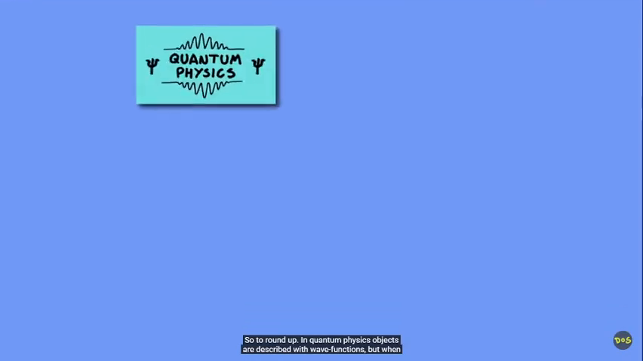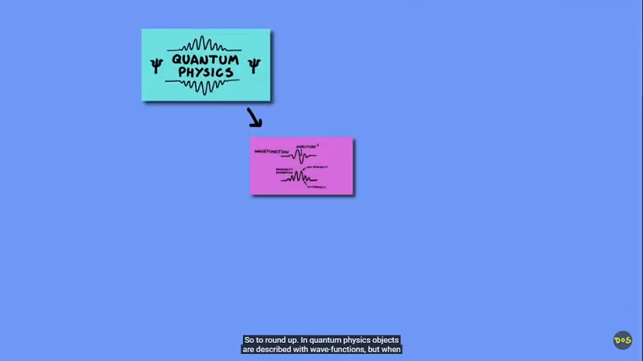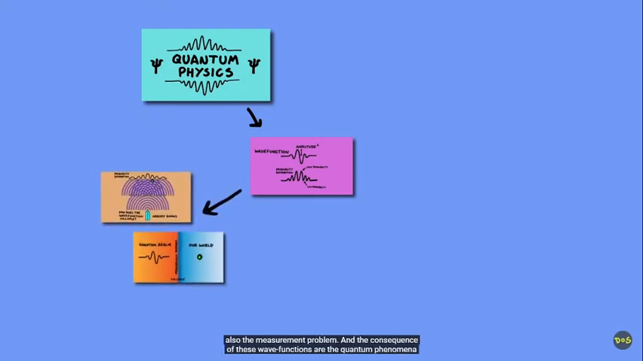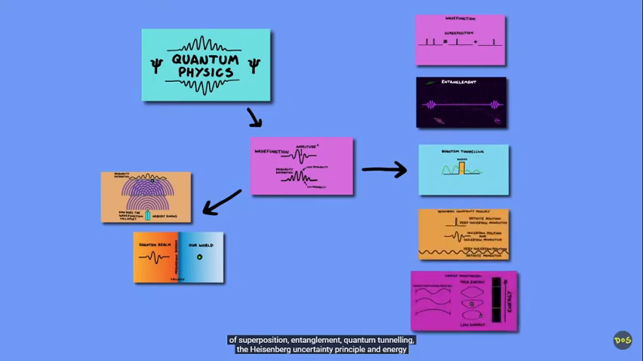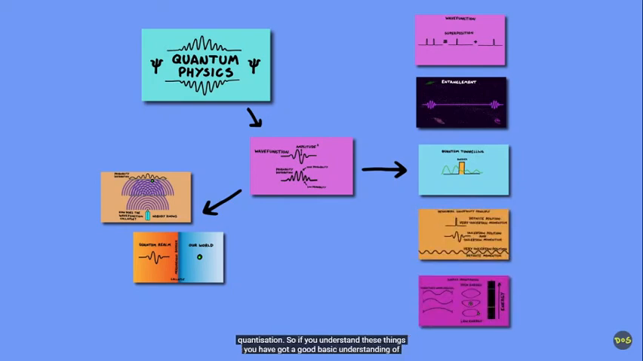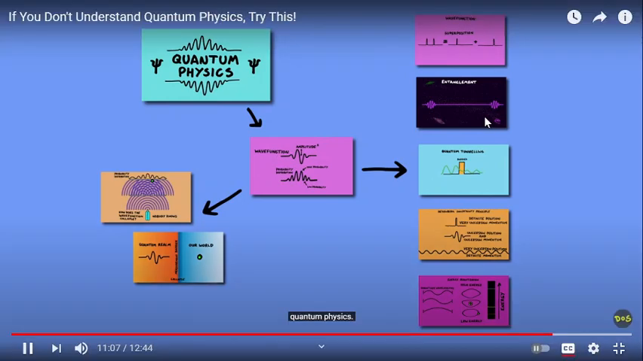So to round up, in quantum physics objects are described with wave functions, but when we measure them, what we see are particles. So this leads to particle-wave duality and also the measurement problem. And the consequence of these wave functions are the quantum phenomena of superposition, entanglement, quantum tunneling, the Heisenberg uncertainty principle, and energy quantization. So if you understand these things, you've got a good basic understanding of quantum physics.